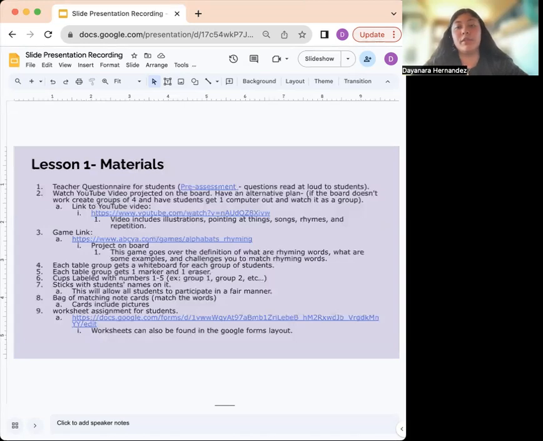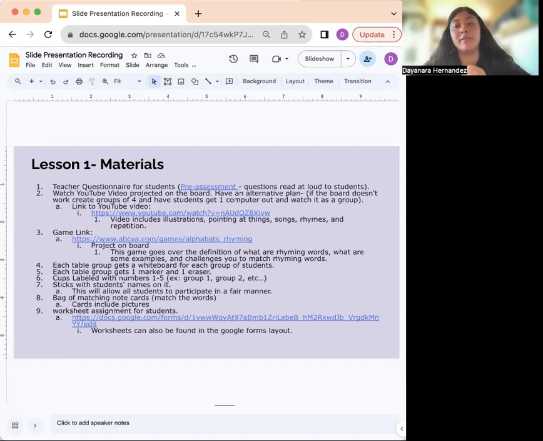Then, going over to materials, it's crucial for you to have all your materials ready and in a sequence that will match your lesson. As you can see, I first provided a pre-assessment, then a video to present to the class. This video will include illustrations, pointing out things, songs, rhymes, and repetition.